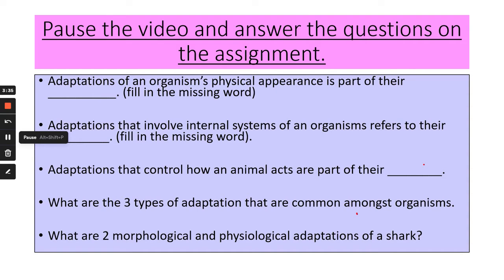So now I want you to pause the video and work your way through the questions that are on the screen. And you can fill them in on your assignment.